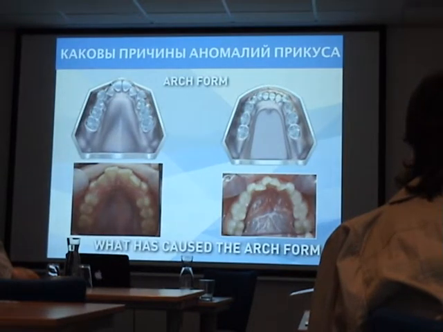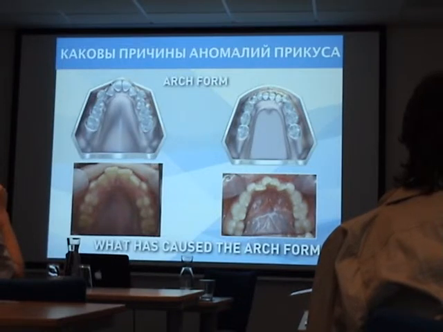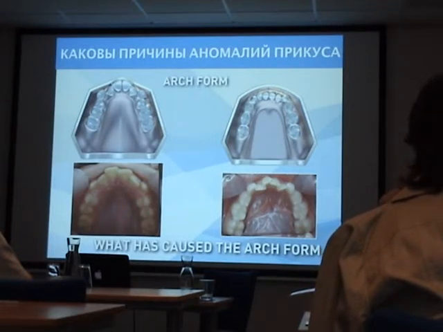So we're looking at arch form as a primary diagnostic tool, but not saying that's why we have crowded teeth. We say this is where the dysfunction is, the tongue dysfunction is coming from, and this case, as I just showed you, is a mouth breather. So we want to be relating the arch form to the dysfunction.